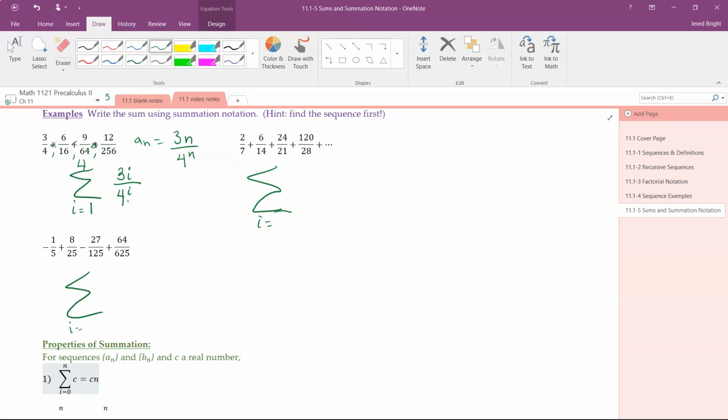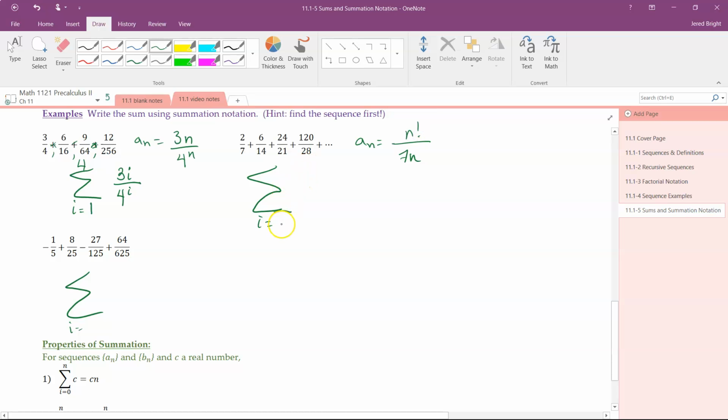The next one, okay, I'm taking a moment to look at the sequence. Okay, so again, just imagining that there's no addition signs in there. It looks like the denominator, I can see that is 7, and then I'm multiplying by 7 each time. So it's 7 times the term number, n. Okay, so that's fine. The numerator, 2, 6, 24, 120, those are the factorials for the term number. So it seems like it's n factorial.